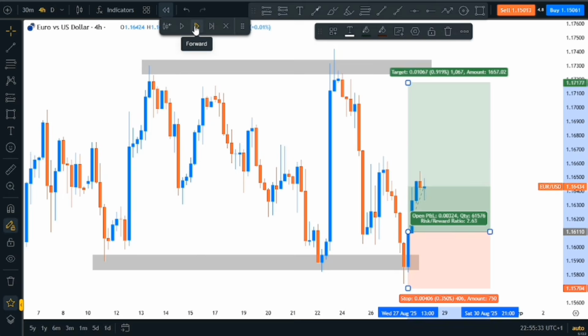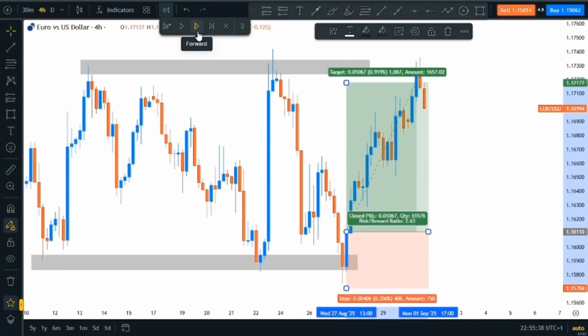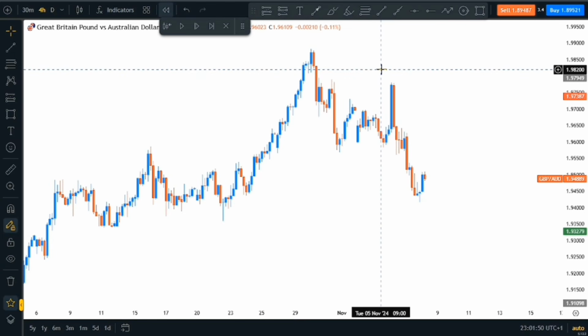So let's see what happens next. You can see price has finally hit our take profit. Number two, trend line support and resistance.